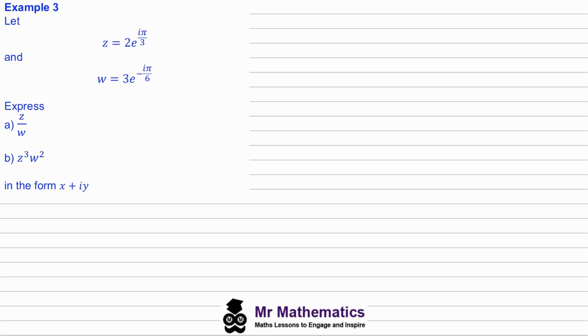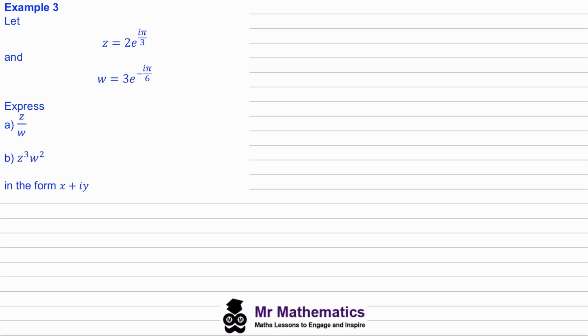If we look at example 3, now we've been given the complex numbers z and w both in exponential form. We've been asked to work out z divided by w and z cubed times w squared, and then to give our answer in x plus iy form. So if you want to give this question a go yourself, you can pause the video and come back when you're ready.